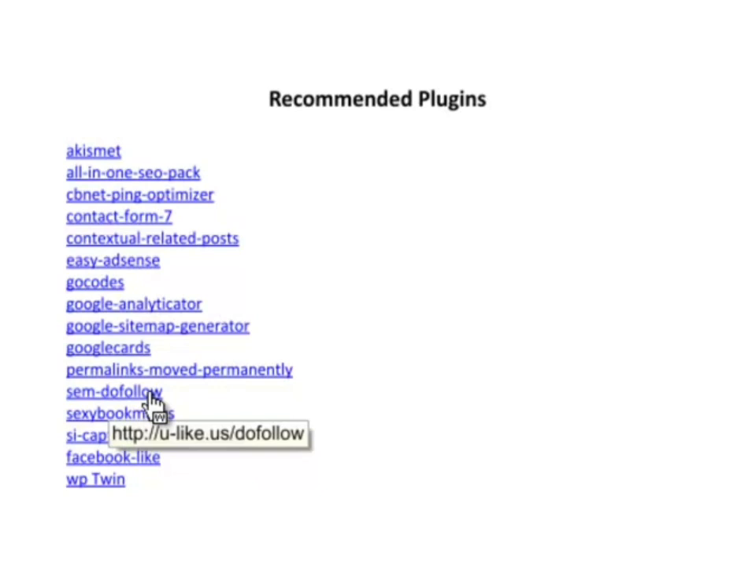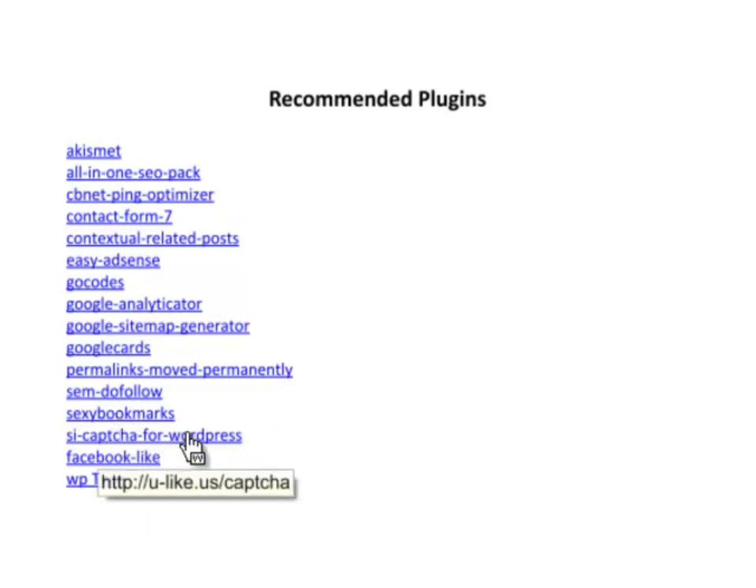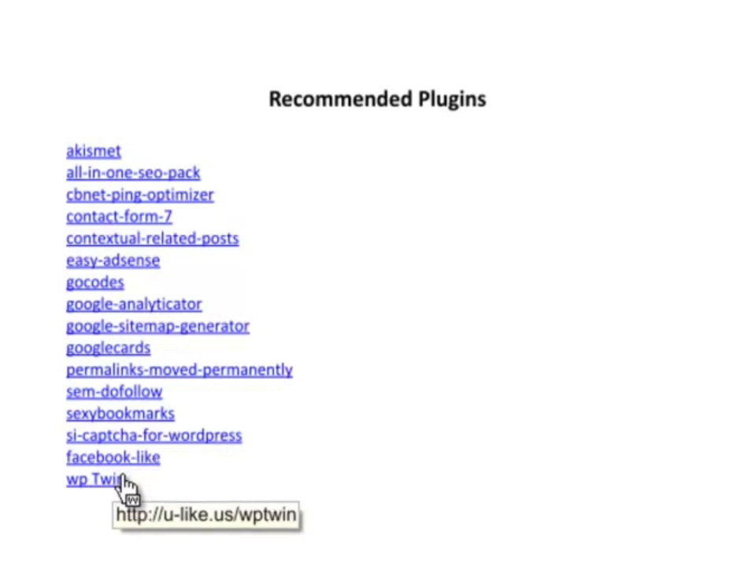This strips that out and makes them do follow, which means that more people will comment on your site. Sexy Bookmarks is a great way to add a bunch of different ways to share your content through social media on your site. The CAPTCHA for WordPress is one more way of reducing comment spam, especially by bots. It puts a little CAPTCHA form in there that robots have a hard time figuring out.